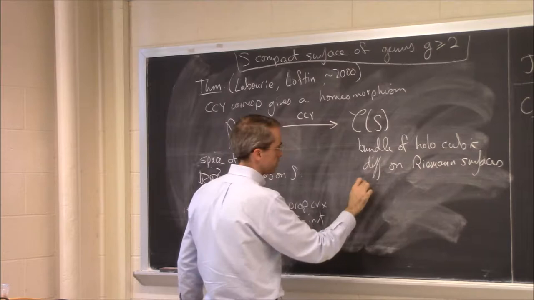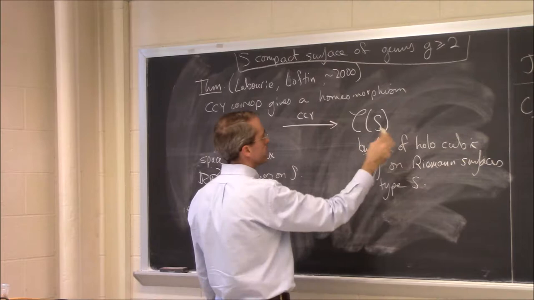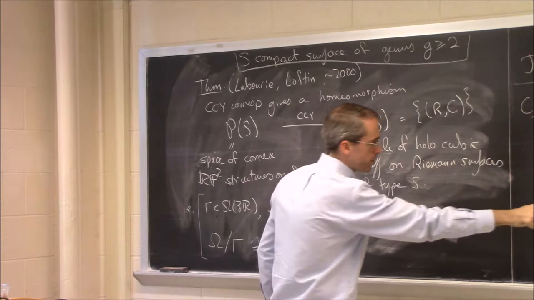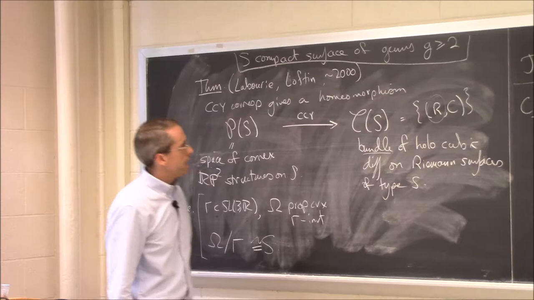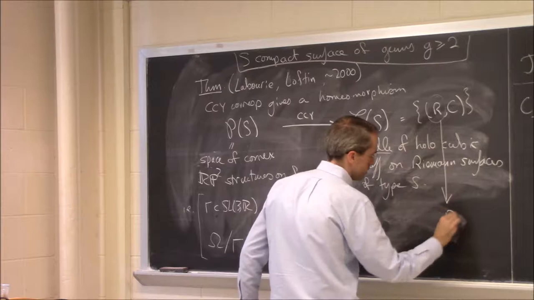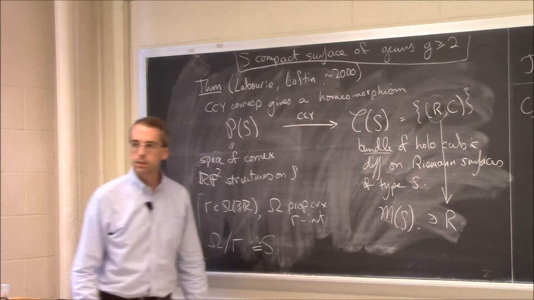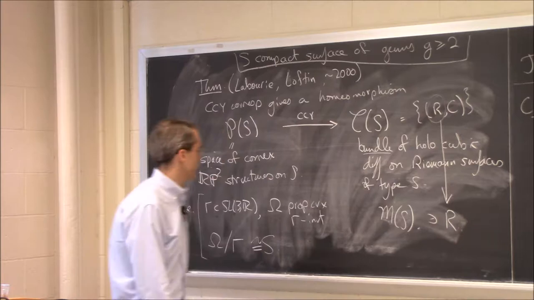So I guess I mean, why do I say bundle here? This is a set of pairs RC, where R is a Riemann surface homeomorphic to S, and C is a holomorphic cubic differential on R, and you can project that down to just R, which we think of as a point in the moduli space of Riemann surfaces of type S. Okay, so this is a holomorphic vector bundle over the moduli space.